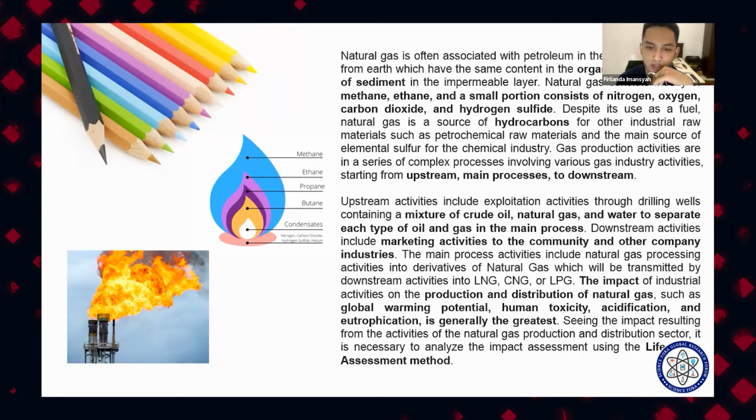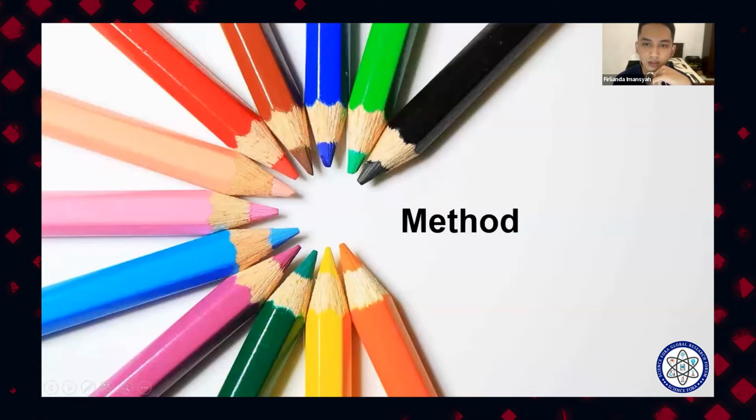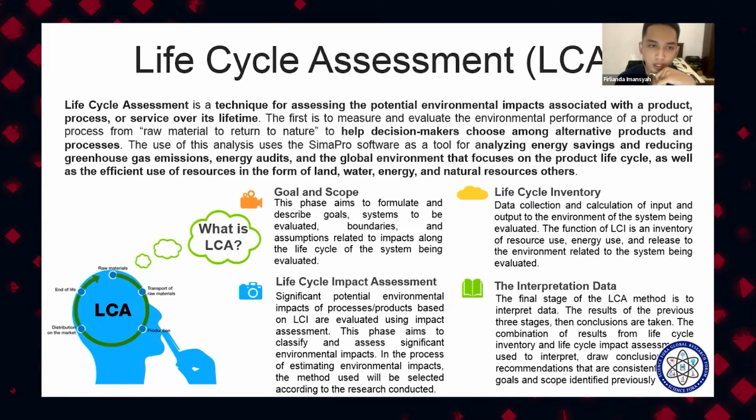The impacts of industrial activities in the production and distribution of natural gas, such as global warming potential, human toxicity, acidification, and eutrophication, are generally the greatest. Seeing the impact resulting from the activity of the natural gas production and distribution sector, it is necessary to analyze the impact assessment using the life cycle assessment method. Life cycle assessment is a technique for assessing the potential environmental impact associated with a product, process, or service over its lifetime. The aim is to measure and evaluate the environmental performance of a product or process from raw material to the return to nature, to help decision makers choose among alternative products and processes.